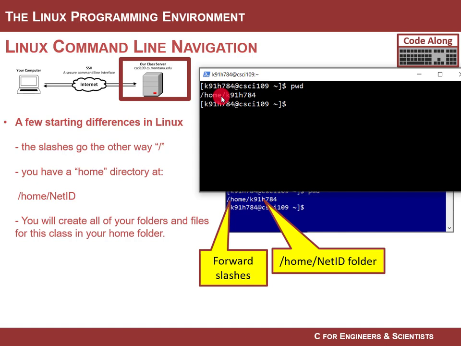There's no more C colon or D colon. What you have is called a home directory. On a Linux operating system, there is this thing called home, and every user who logs in gets their own folder. I am in a folder called K91H784. That's my username. This is where I can create files. The directories are denoted with a forward slash now instead of a backslash like on Windows. And you notice that a slash by itself is just your base, your base mount.